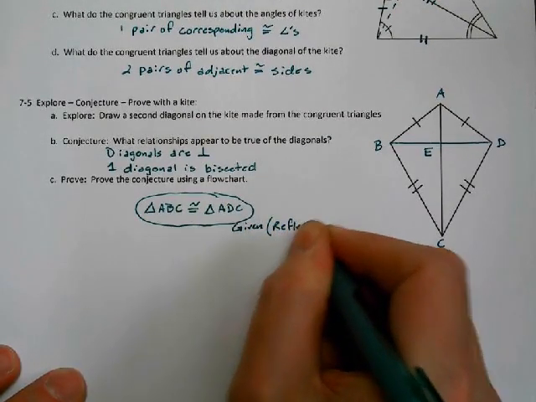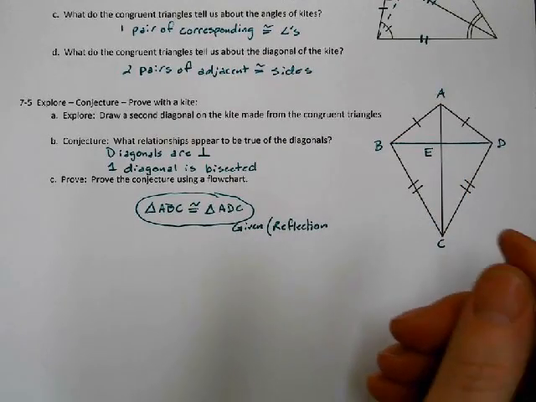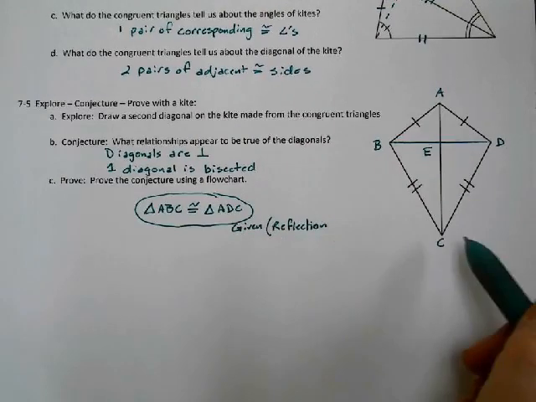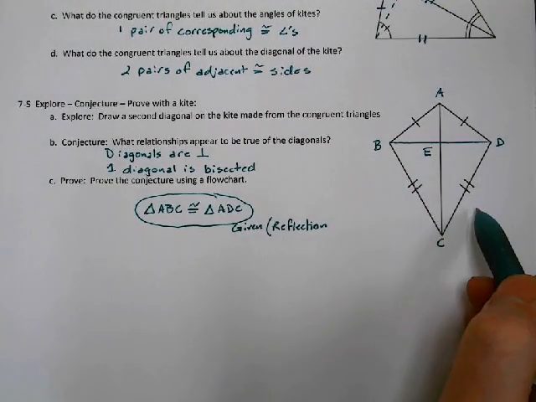All right, since these two triangles are congruent to each other, we can then say that we have a bunch of congruent sides.